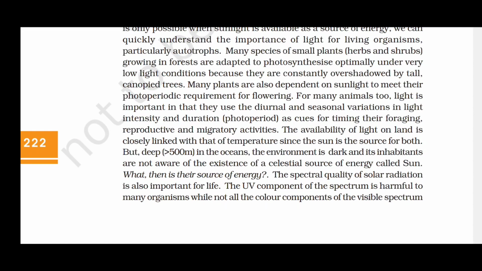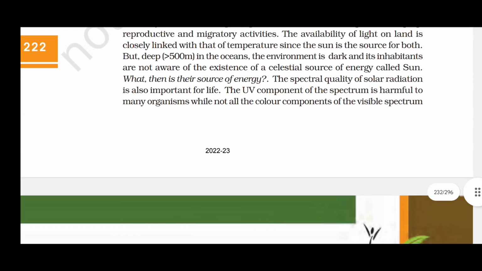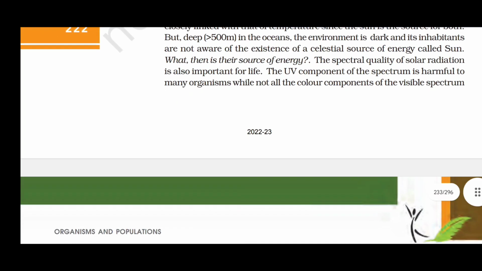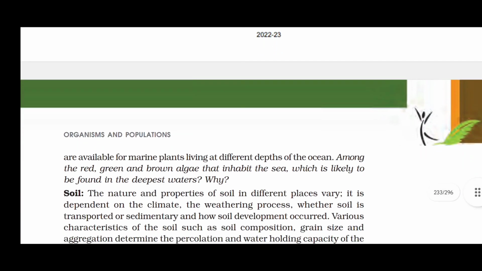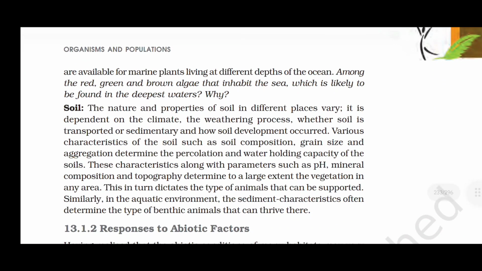The spectral quality of solar radiation is also important for life. The UV component of the spectrum is harmful to many organisms, while not all the color components of the visible spectrum are available for marine plants living at different depths of the ocean. Among the red, green, and brown algae that inhabit the sea, which is likely to be found in the deepest waters? Why?